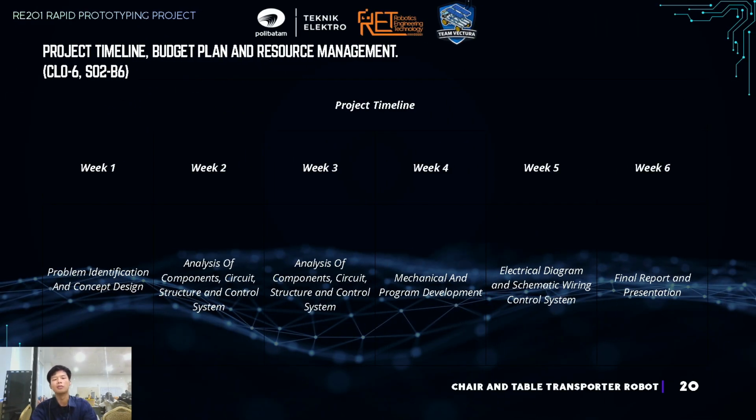This is our project timeline, budget plan, and resource management. In the project timeline, week one, we do problem identification and concept design. Week two, analysis of components, circuit structure and control system. Week three, we continue analysis of components, circuit structure and control system. Week four, mechanical development. Week five, electrical diagram and schematic wiring for the control system. And the last week, week six, report and presentations.